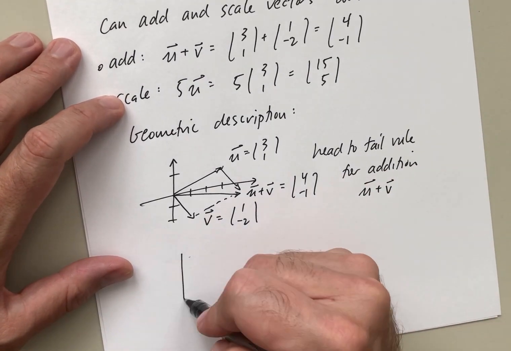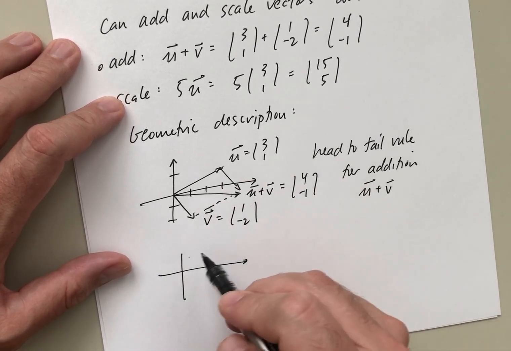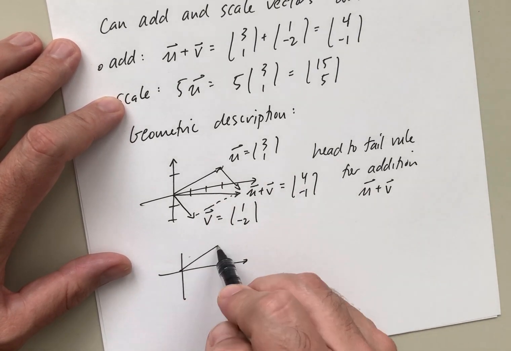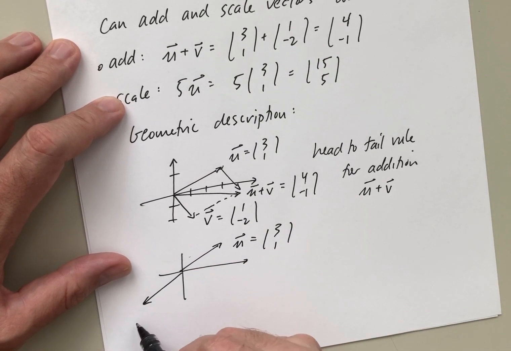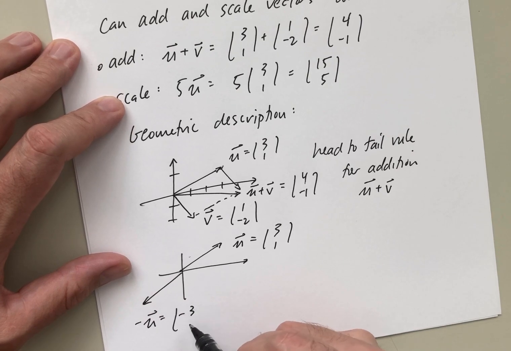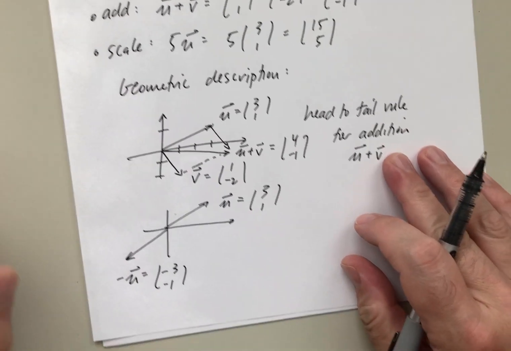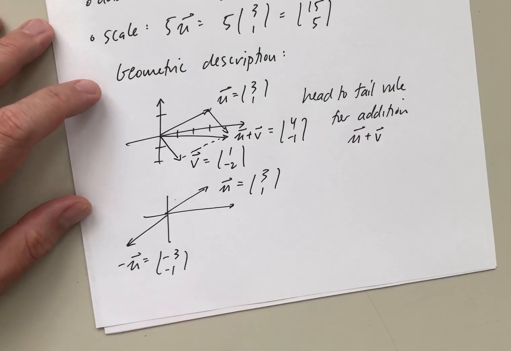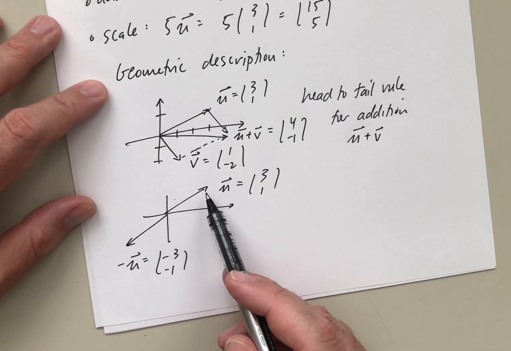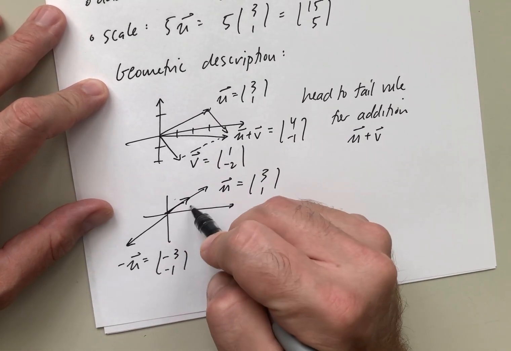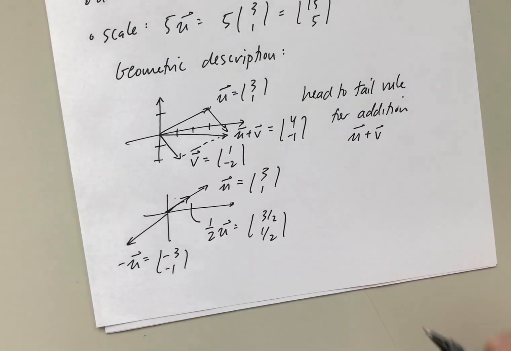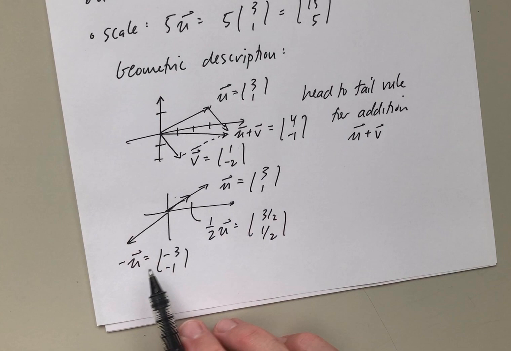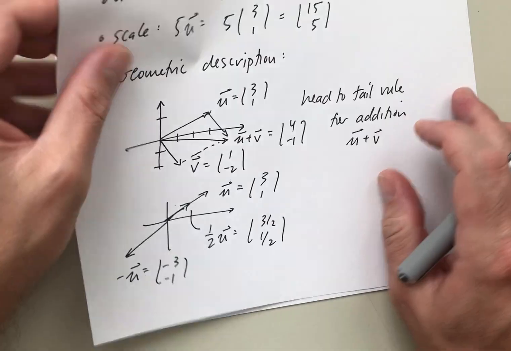And what about scaling? I think it's clear what scaling means. If u was 3, 1, then minus u would be the vector minus 3, minus 1. If it's a negative scaling, you take the same vector in the opposite direction. If you had, say, 1/2 u, that would be 3/2, 1/2. So scaling is the obvious thing. You just scale by that number. If it happens to be a negative number, you go in the opposite direction.